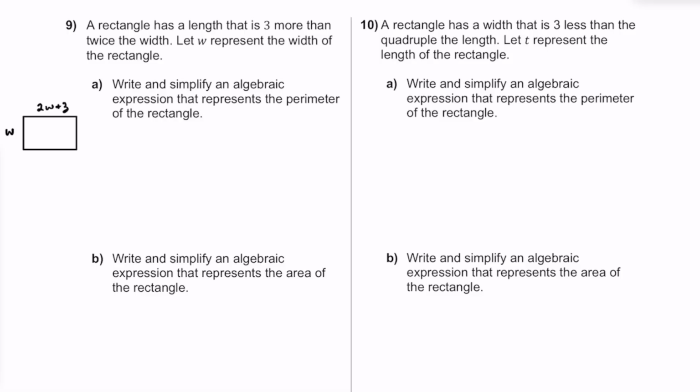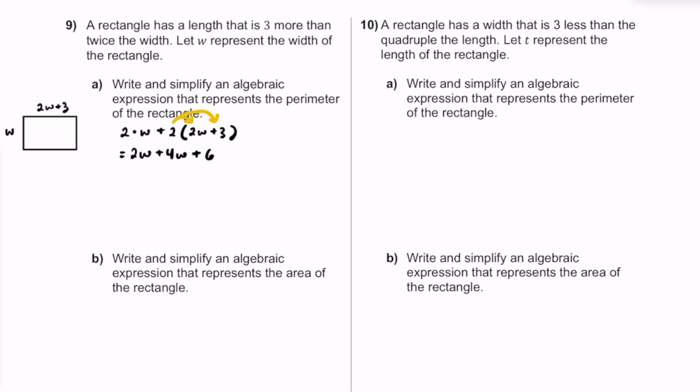It says write and simplify an algebraic expression that represents the perimeter. So the perimeter would just be 2 of the widths plus 2 of the lengths. So we could say something along the lines of this: 2W plus 2 times (2W plus 3). This would be an expression that would tell us the perimeter of this rectangle. And then if we simplify this a little bit, we can say that 2 times W is really just 2W, so this is going to be equal to 2W. And then if we distribute this 2 to both of these terms over here, we can see that we'll have 2 times 2W, which is just going to be 4W, and then 2 times 3 is going to be 6.